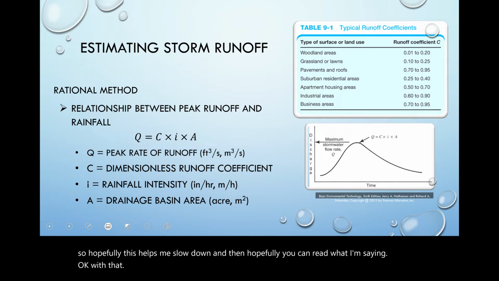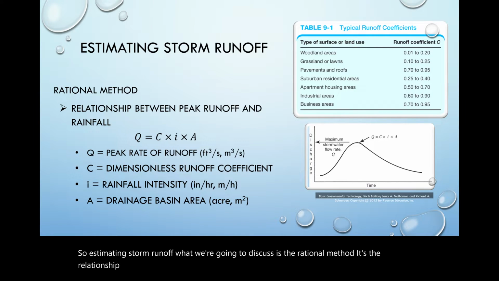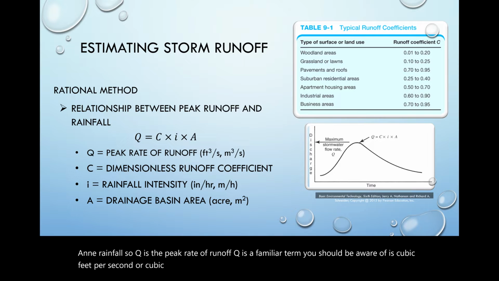So, estimating storm runoff. What we're going to discuss is the rational method. It's the relationship between peak runoff and rainfall. Q is the peak rate of runoff. Q is a familiar term, in cubic feet per second or cubic meters per second. That's your flow rate. So we're talking about flow rate, instead of in a pipe or a channel, we're talking possibly surface flow.